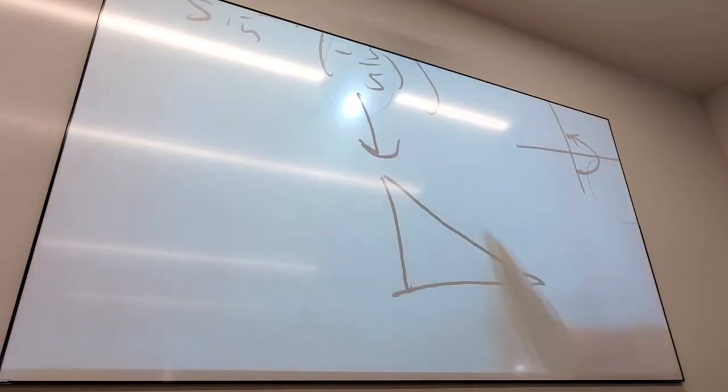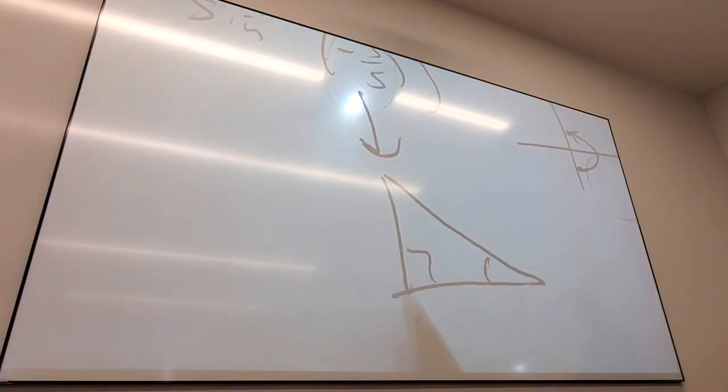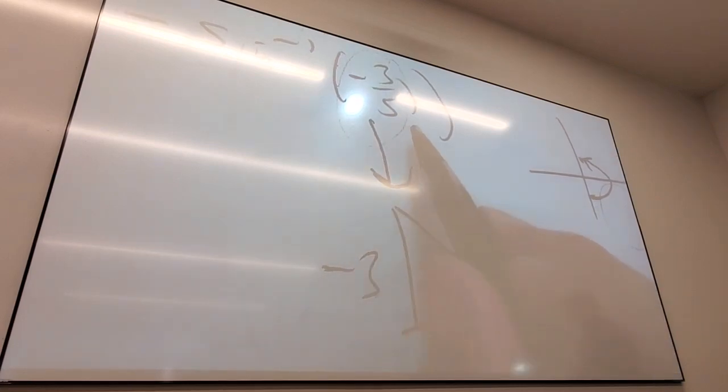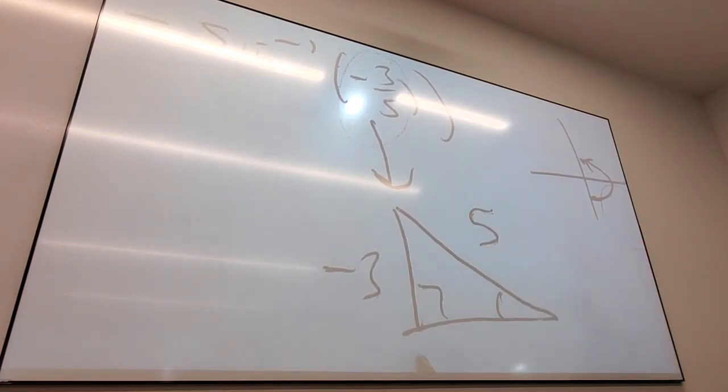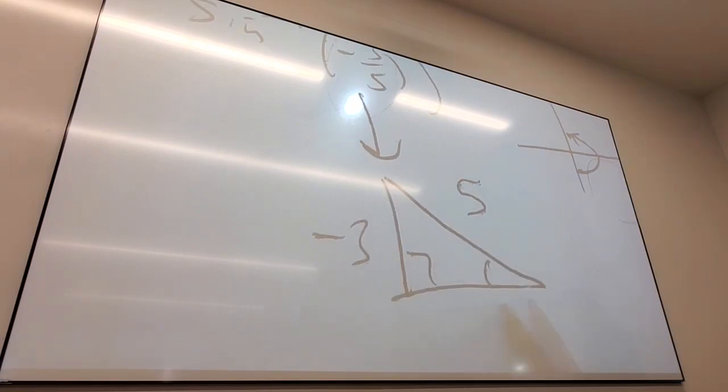So where does negative 3 go in this triangle? The y, because we're talking about sine. And of course 5 goes here, which makes this side 4. I love it, because you get a 3, 4, 5 triangle.